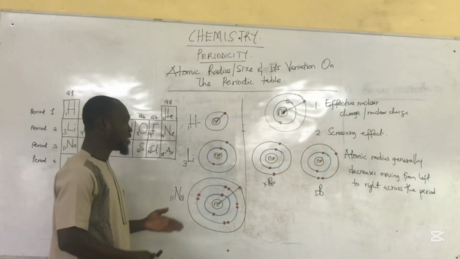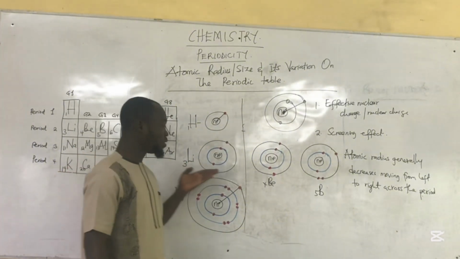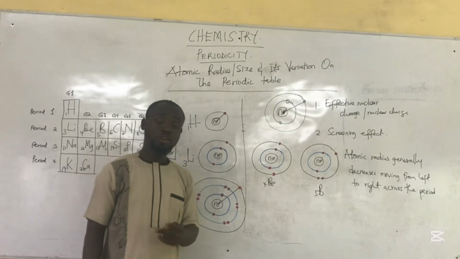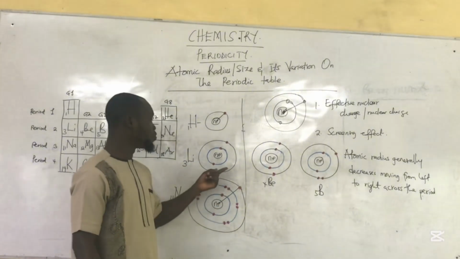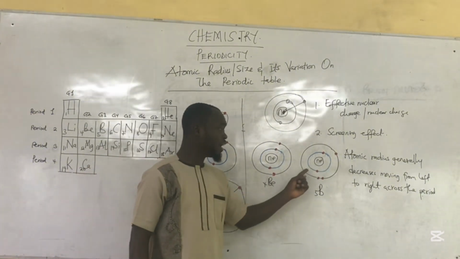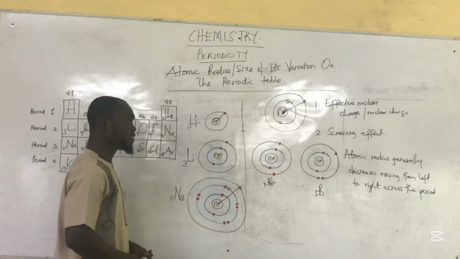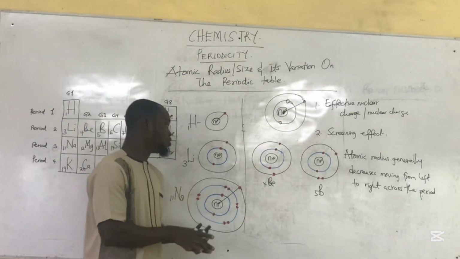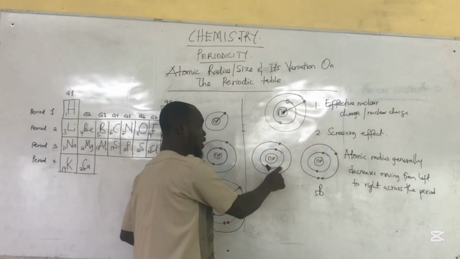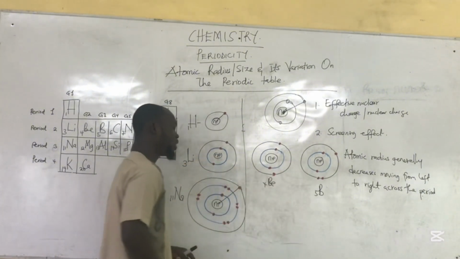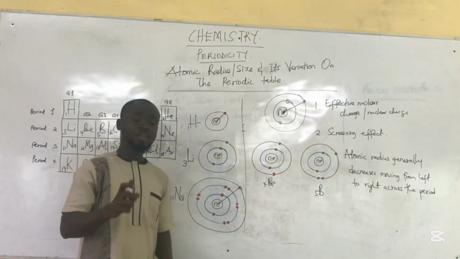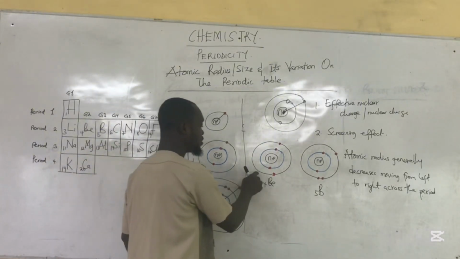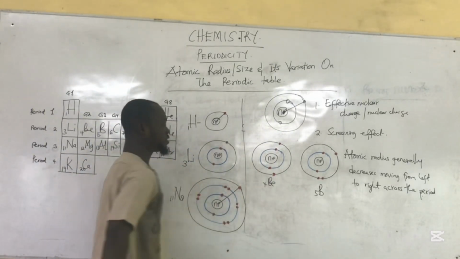So we could observe that moving across the period from lithium, beryllium, and then boron, we have the same number of shells. They all have 2 shells each. Now let's also consider something here. We could observe that there is the same number of inner shell. So there is 1 inner shell here, 1 inner shell, 1 inner shell. And in addition to this, they have the same number of outer or valence shell. They all have 1 valence or outer shell.